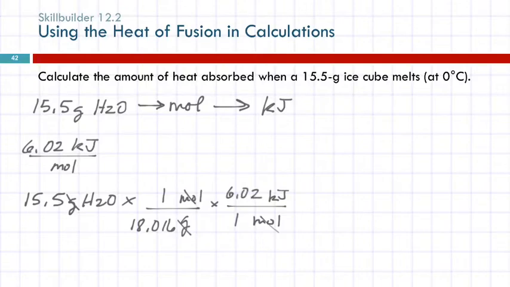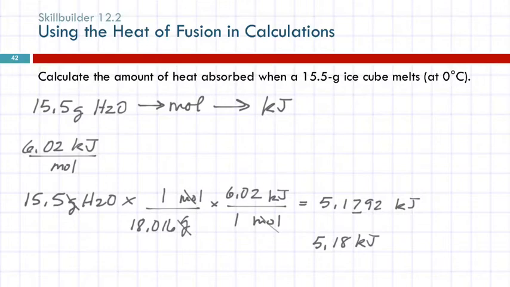6.02 kilojoules per mole. And then it's 15.5 divided by 18.016 times 6.02 equals 1.792, and 3 sig figs are called for. The unit would be kilojoules. And so we're going to round this up to 5.18 kilojoules. Now, we don't need to have a negative or positive sign on that necessarily because the words are telling us direction. It's the amount of heat absorbed. So this is the amount of heat absorbed when the ice cube melts.